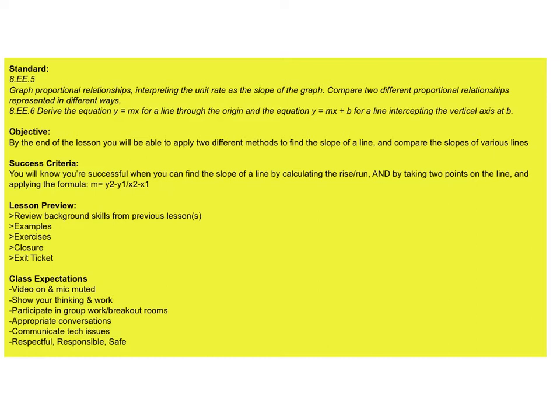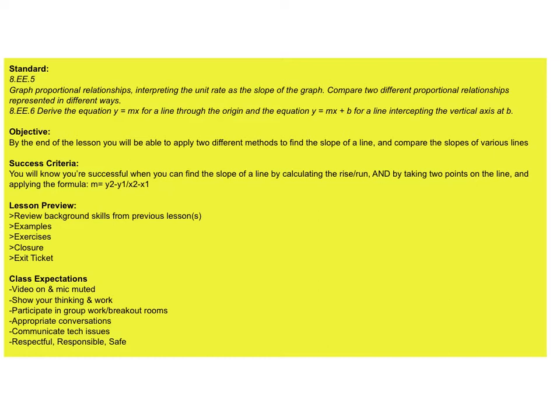Today's objective for lesson 15/16, because I'm combining these two lessons, is that you'll be able to apply two different methods to find the slope of a line, and you'll be able to compare the slopes of various lines, okay? So you'll know you're successful today when you can find the slope of a line by calculating the rise over run, and we'll talk about what that means later, and by taking 2 points on a line and applying this formula for slope, which is m equals y2 minus y1 over x2 minus x1, okay?